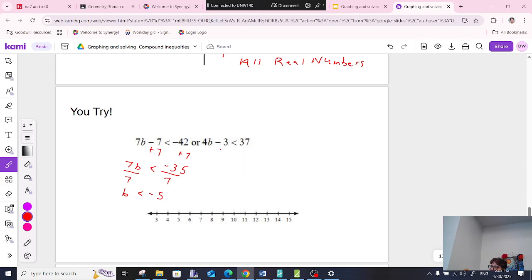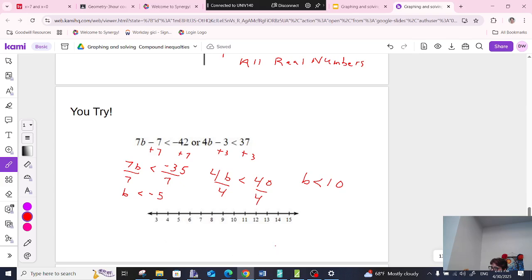So 4b, I'm going to add 3, and we get 4b less than 40, and then we divide by 4. b is less than 10.